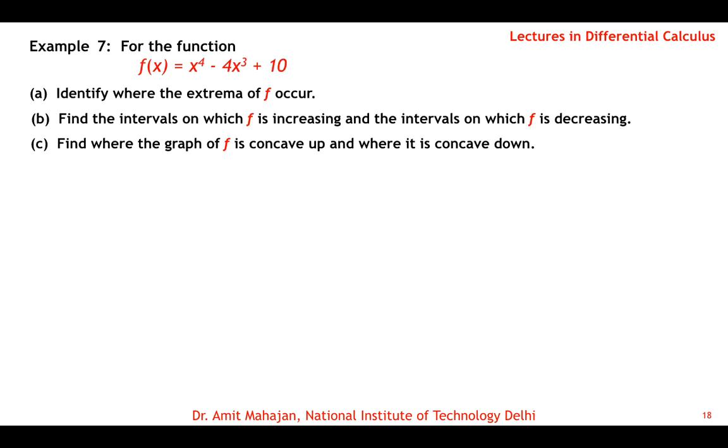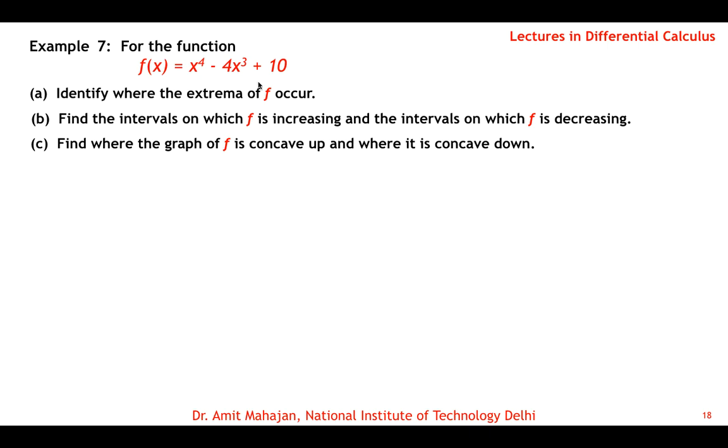Right. So now we take one last example for today: for the function f(x) is equal to x power 4 minus 4x cube plus 10, identify where the extrema of the function occur. So find out where the function has local maxima and minima. Find the intervals on which the function is increasing and the intervals on which the function is decreasing. Find where the graph of the function is concave up and where it is concave down.